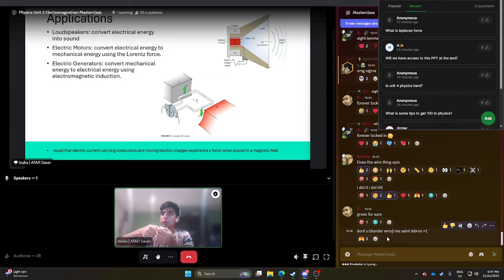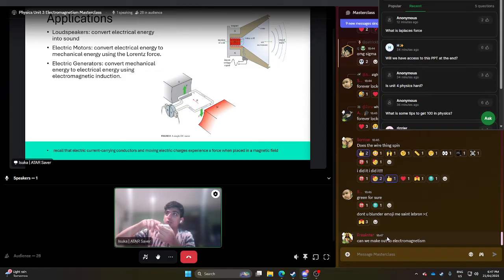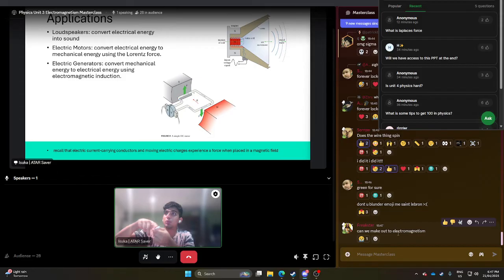But for now, what we're talking about is where we put a current, or electricity, into a conductor, which will produce a force. So in this case, if I put this in with the current, it will fly out, right? Because that's the force.